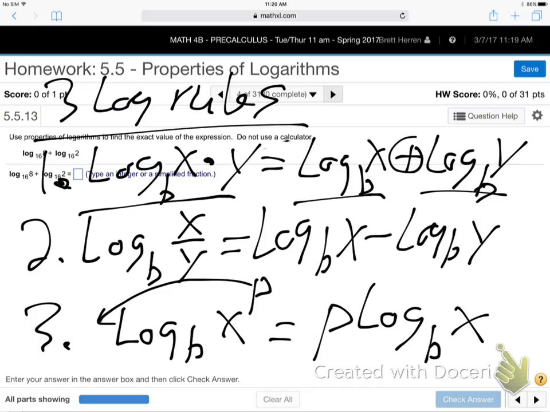And then the power just comes down to the front. That's just 1 log. You just move the power down. That's the simplest rule, and really the most important. We'll use that more than anything, actually. Anyway, is that making sense then?